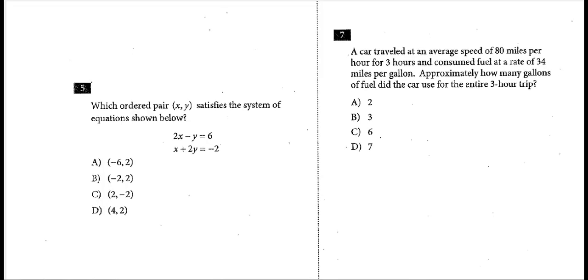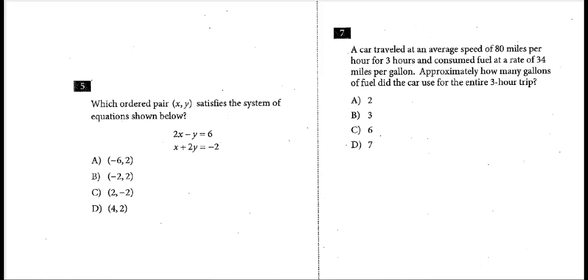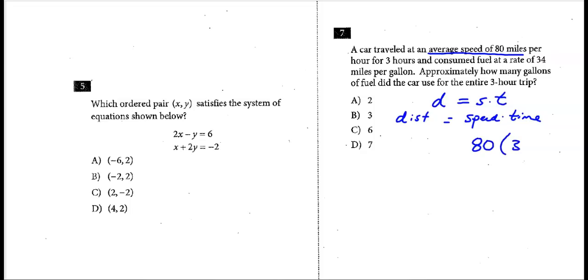Depending on how you write it, I like just calling it the distance equation because it's DST. Distance equals speed times time. So this is your speed, this is your time, and this is the distance. And there's ways to rearrange that to get whatever variable you want. So I'm going to put in what we know. We knew our speed was 80 miles per hour, and we knew our time was 3 hours. So I just put those in there.